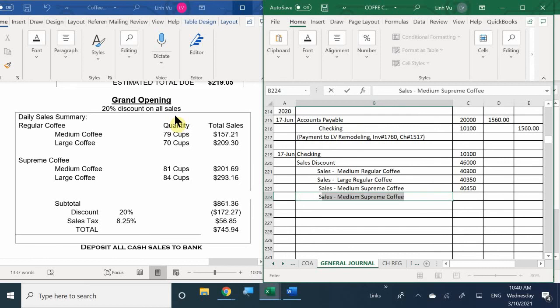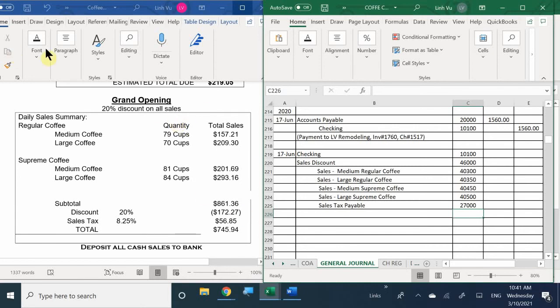Okay, and we also have sales, large supreme coffee: 40,500. Good. And now we can go ahead and introduce our sales tax real quick. Sales tax payable. Which account number is sales tax payable? $27,000. Okay, so let's go ahead and enter the information into the journal.